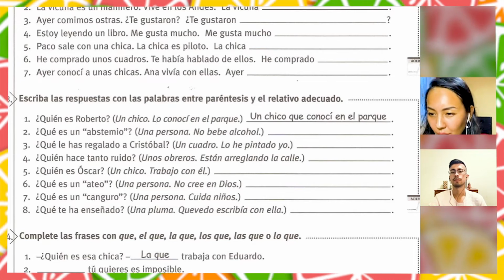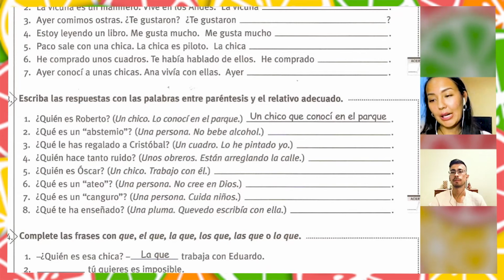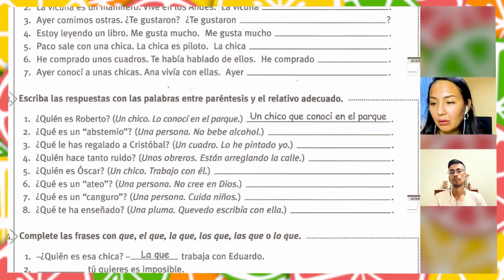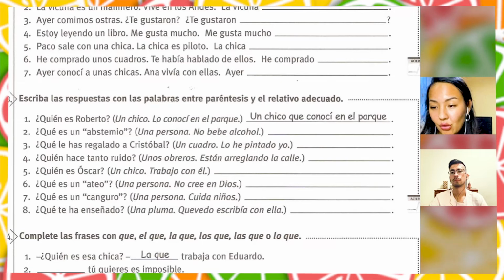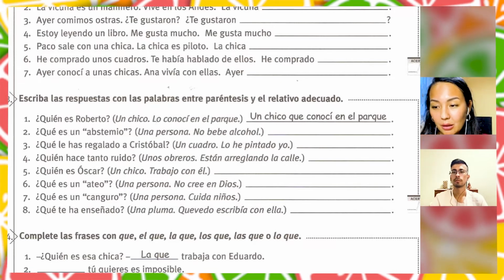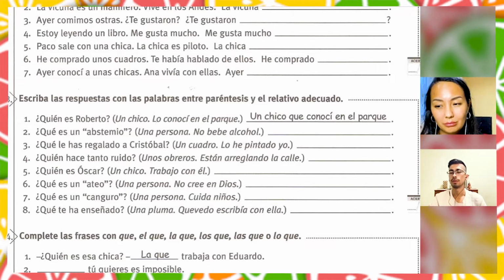Un cuadro. Cuadro, what is it? Picture. A picture, yeah. Un cuadro que lo he pintado yo. A picture which I have painted. Yes, only the thing is que he pintado yo, right?